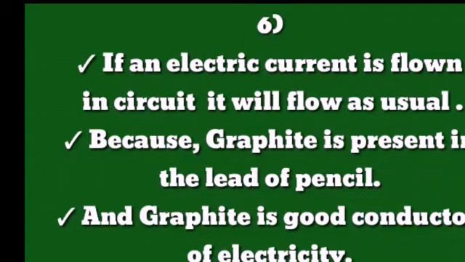If an electric current is flown in the circuit, it will flow as usual because graphite is present in the pencil, and graphite is a good conductor of electricity. That is why the current can flow as usual.